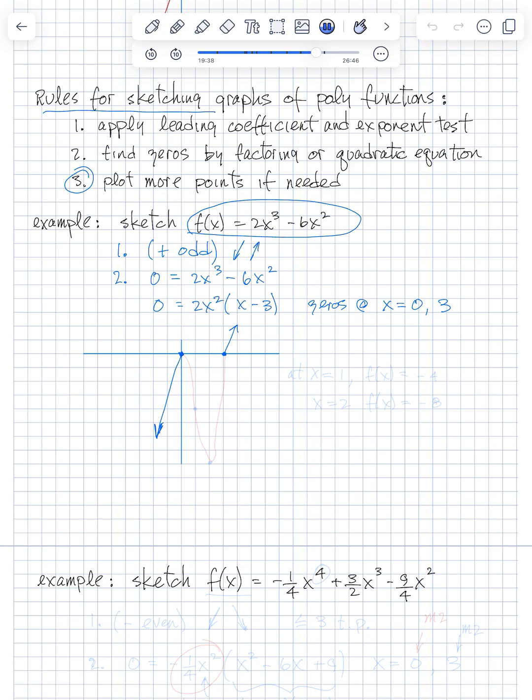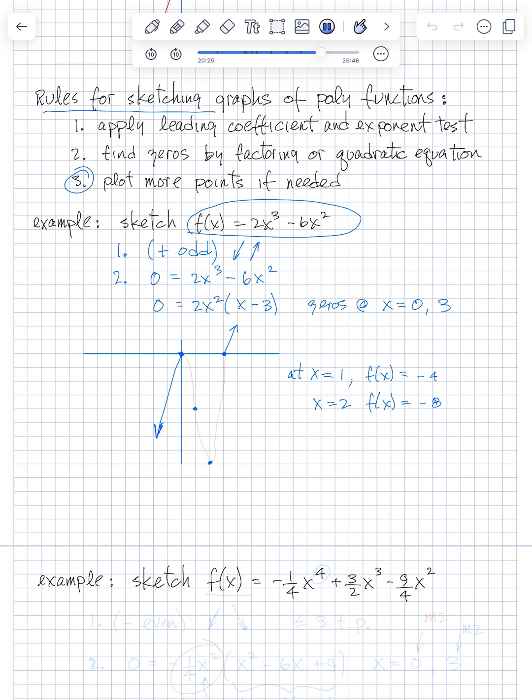So let's just plot, let's say at x equals 1, and we plug that in. So f of x equals -4. So it's going right here. And at x equals 2, f of x equals -8. So 2, 4, 6, 8. So we know it goes here. We don't know if that's the vertex or not.